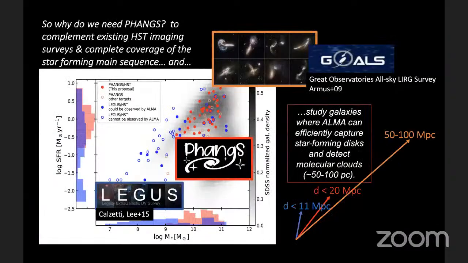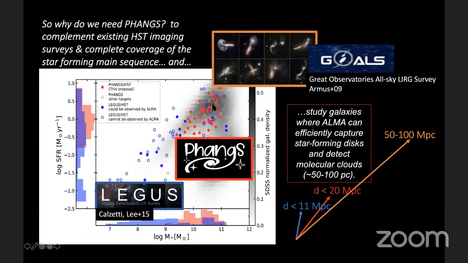Given these and the many other results from LEGIS, and even considering the GOALS program, the Great Observatories All-Sky LIRG program, which is systematically studying the most actively star-forming galaxies in the local universe, one might ask, why do we need PHANGS? Why do we need another imaging survey of nearby galaxies with HST? So as I was describing before, PHANGS is needed to complete coverage of this star formation sequence.